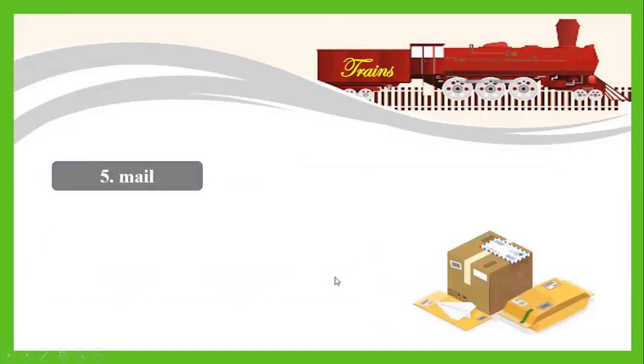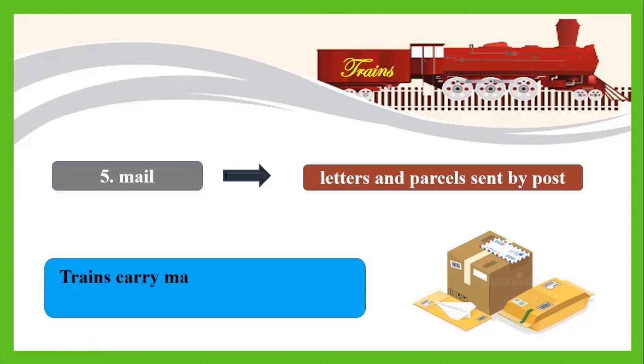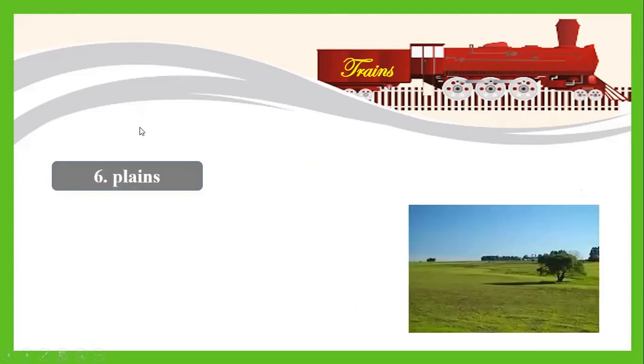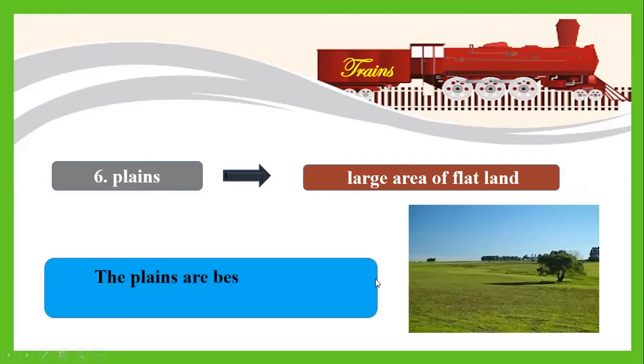The fifth new word is mail, and it refers to letters and parcels sent by post. Here is the usage of the word mail: Trains carry mails from one place to another. The sixth new word is plains, and it means large area of flat land. The sentence using the word plains is: the plains are best suited for agriculture.